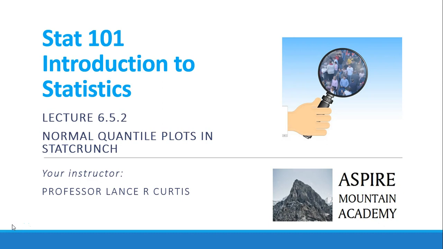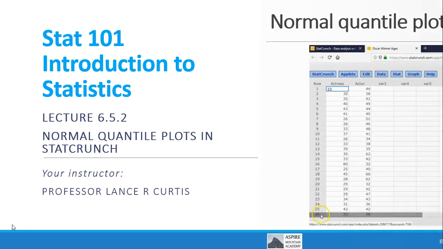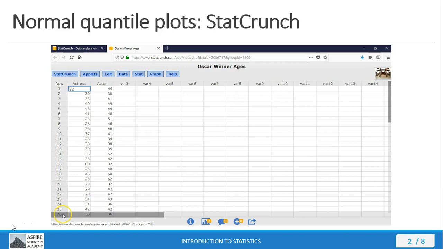In less than 10 minutes, this video demonstrates how to construct normal quantile plots in StatCrunch and provides some practice making and interpreting them. Let's get started. So let's just dive in right here. We're going to show you how to make the normal quantile plot using the Oscar winner ages data file in our StatCrunch group. Here we go.